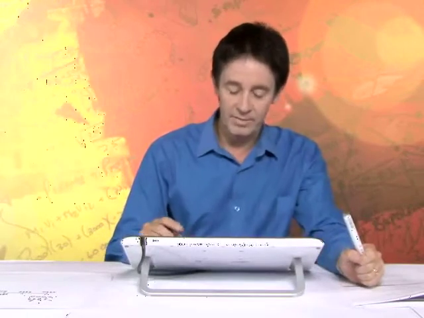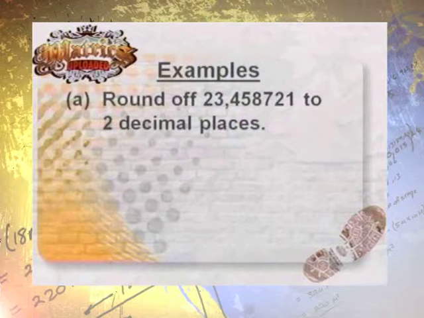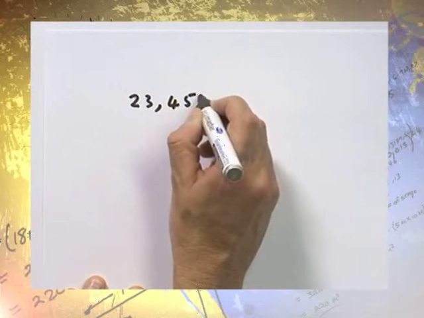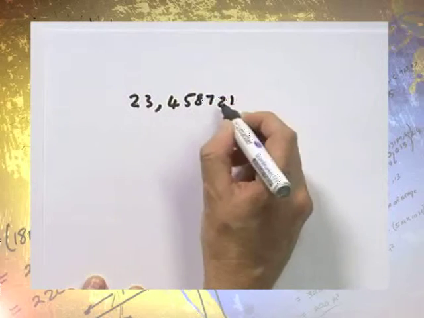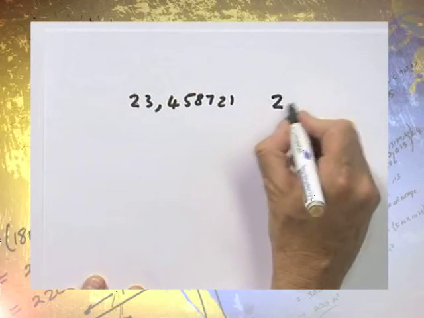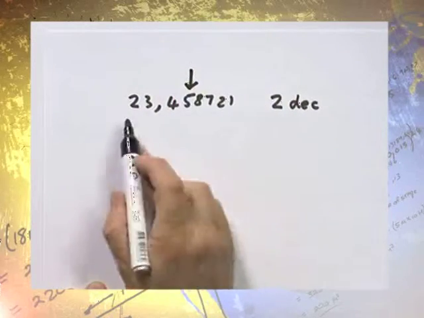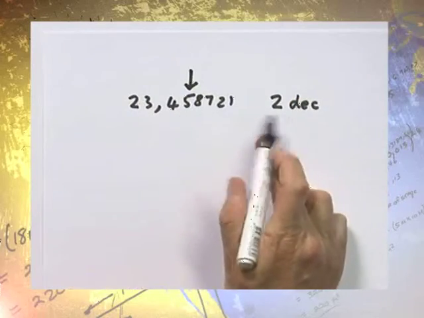So let's continue. Here are some further examples. If we round off now to decimal places, be very careful with this. With decimal places, we're going to go to a sheet of paper and write this down. We've got to round off 23,458721 to 2 decimal places, or 2 decimal digits. We're rounding off to 2. They always, in an exam, will tell you to what number of decimal digits or places you need to round off. Now, how do we do this? Watch how easy.